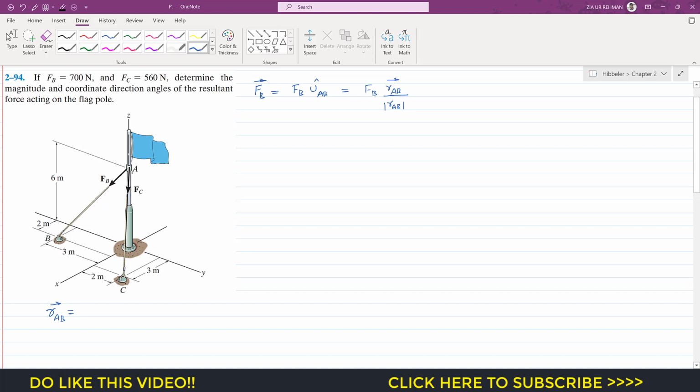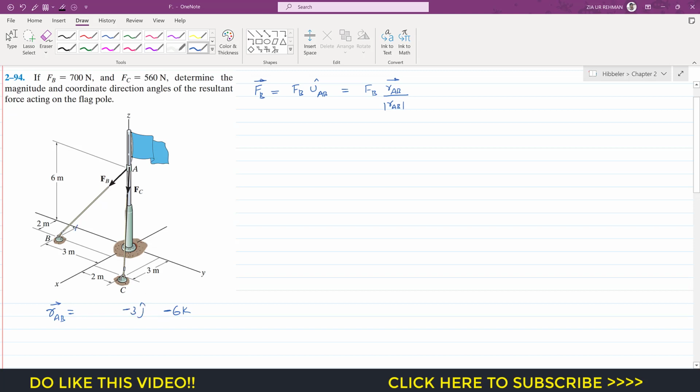How can we write the position vector from A to B? We need to write the distances that we need to move from A to reach that point B along the positive x, y and z axes, right? So to reach point B from point A, first we need to move 6 meters in the negative k direction, that is in the negative z direction. So I will write minus 6k. Once I reach here, then I need to move 3 meters in the negative y direction, that is in the negative j direction.